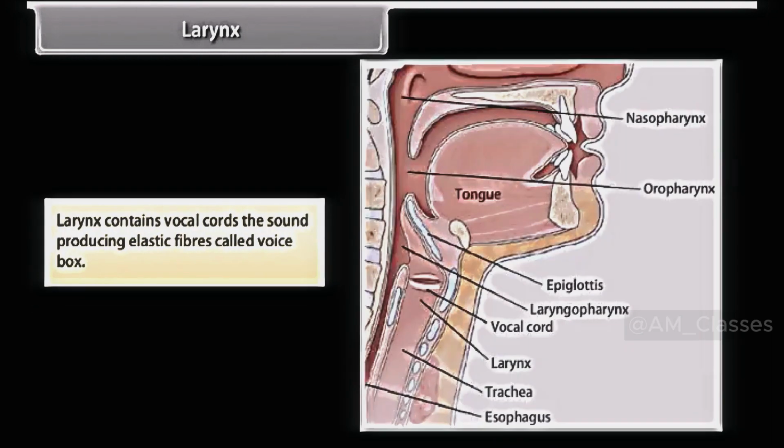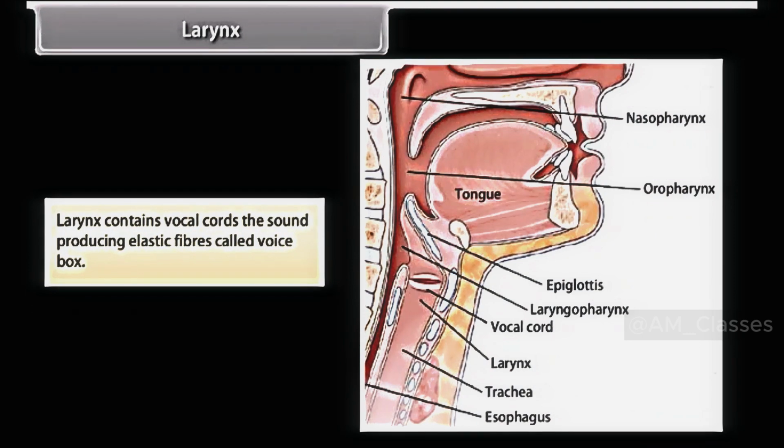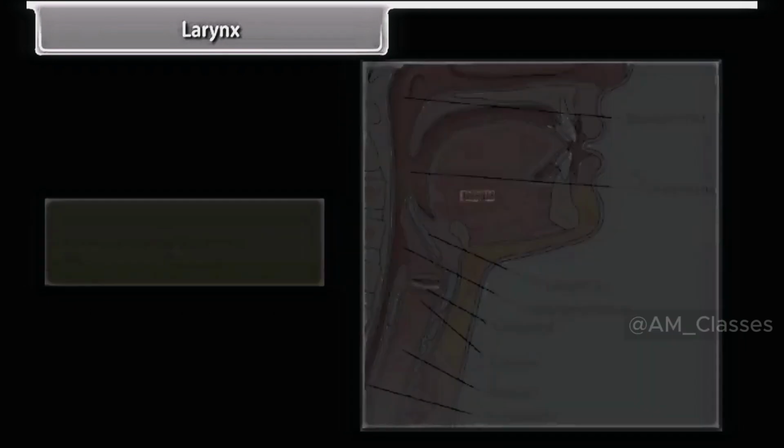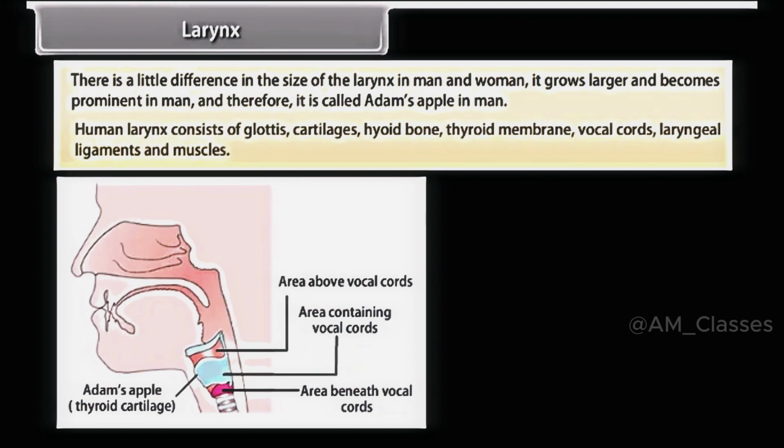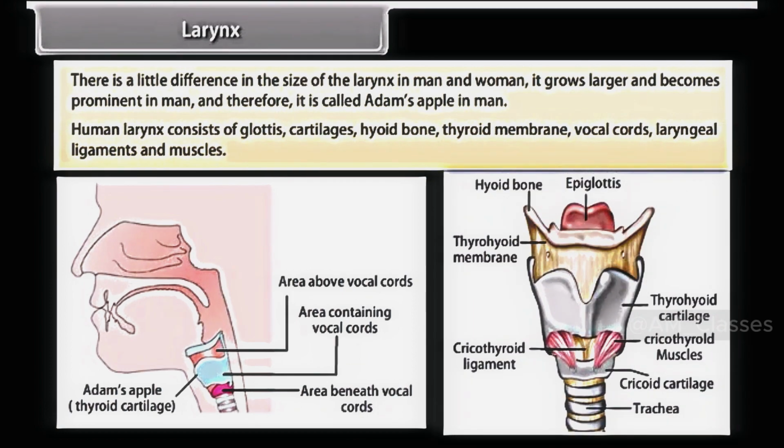Larynx. The larynx contains vocal cords, the sound-producing elastic fibers, and is called the voice box. There is a little difference in the size of the larynx in man and woman. It grows larger and becomes prominent in man, and therefore it is called Adam's apple in man. The human larynx consists of glottis, cartilages, hyoid bone, thyroid membrane, vocal cords, laryngeal ligaments, and muscles.